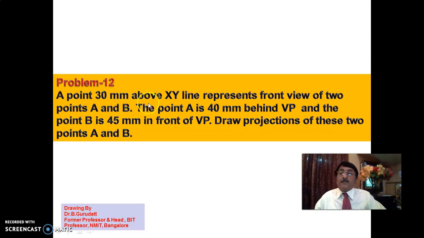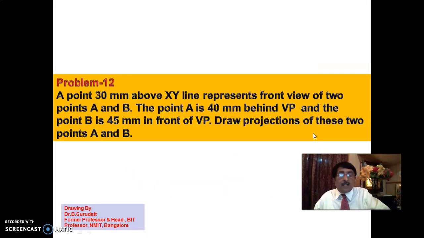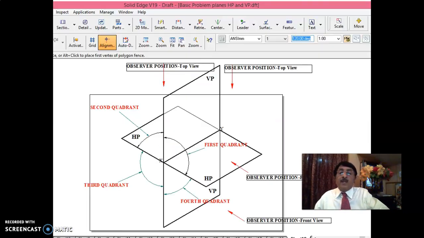If it is below XY line, it can be in the third or fourth quadrant, because only in the third and fourth quadrant, the VP will be below XY line. That is, the frontier will be below XY line, and then you have to manage in the third and fourth quadrant. Now it is clear that in this problem, a point 30 mm above XY line represents the frontier of 2 points A and B, so above XY line you put a dot, and it is the frontier of 2 points A and B.